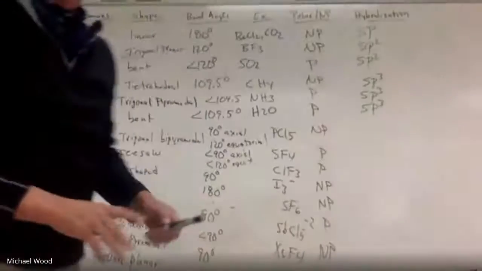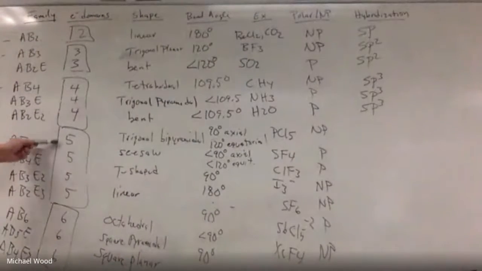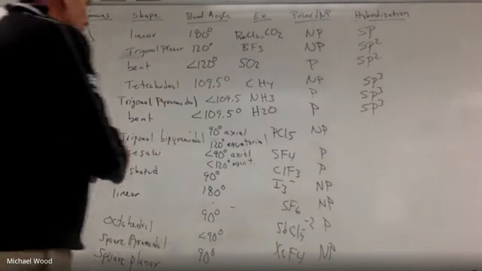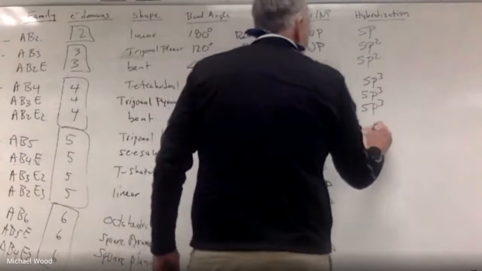So if I go back over here, the 5 electron domains, these we can see. Can you guys see me here? So the AB5, the AB4E, the AB3E2, the AB2E3, all of these are going to be sp3d.